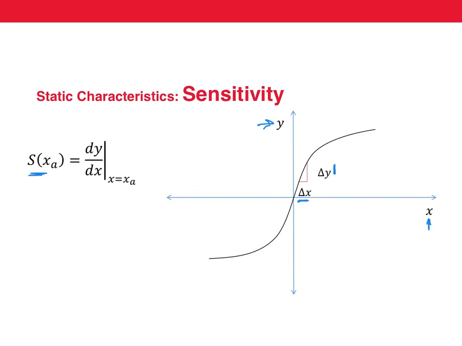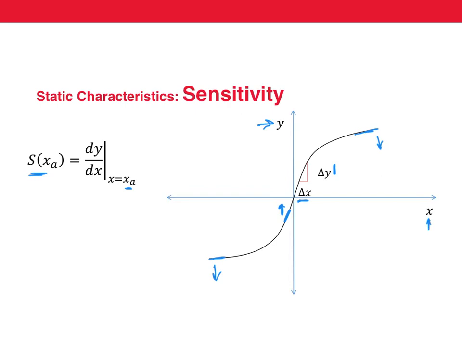And of course, it is at a point x equal to xa, around which you're changing the input. Now, from this you can see that sensitivity may not be the same for the entire range of the input, especially in this curve. The sensitivity is very low in this region, and in this region the sensitivity is quite high, and it again reduces here, right? And that is the case for non-linear sensors.